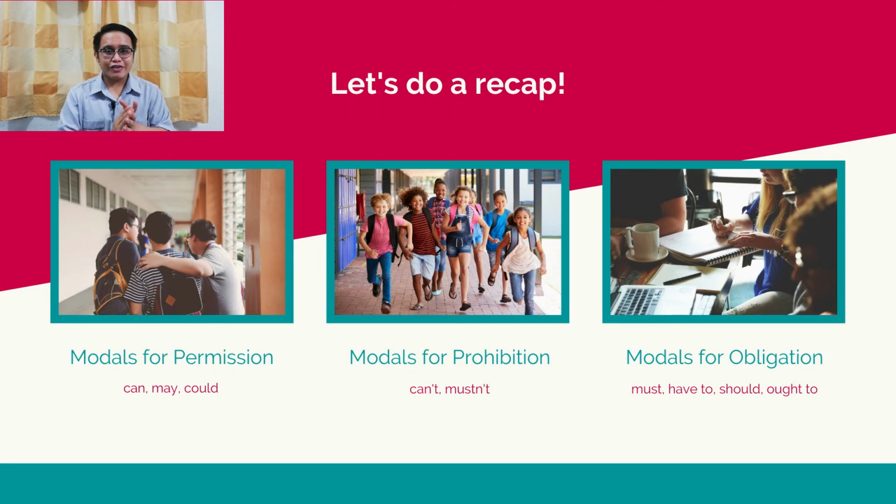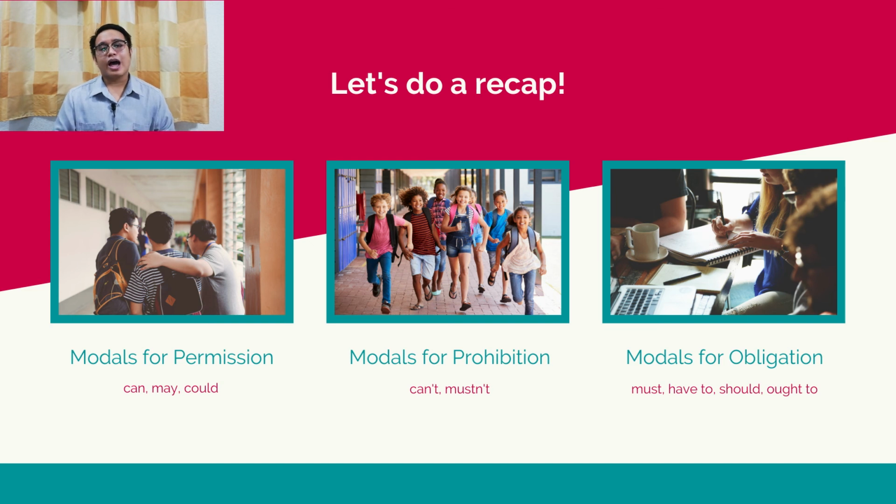Okay, so that's the end of our lesson, but before we end, let's do a recap first. So, today, we learned about the 3 types of modals, the modals of permission, the modals of prohibition, and the modals of obligation. And we have learned, again, the types of this one. So, for the modals for permission, you learned about the can, and the may, and the could. Can I get my water? May I get my water? Could I get my water? That's it.